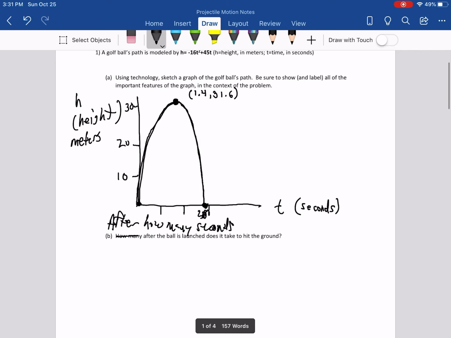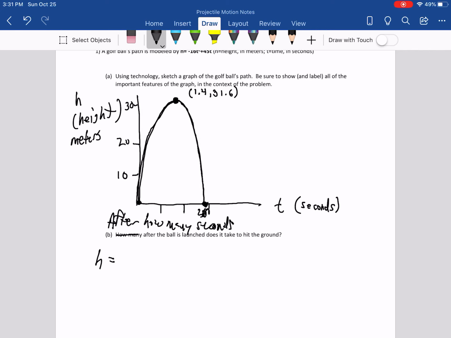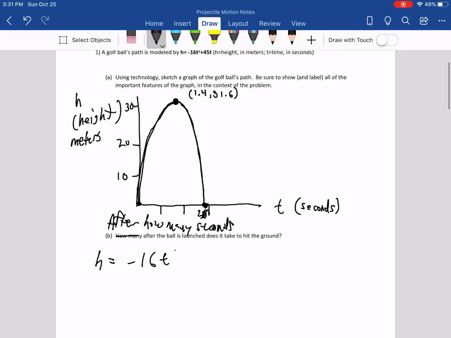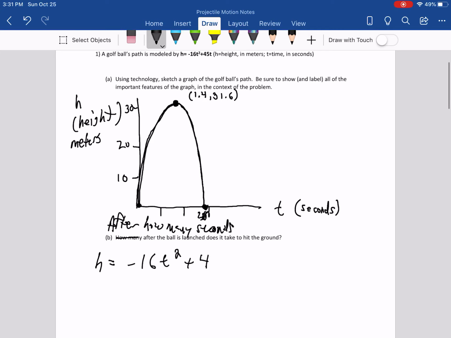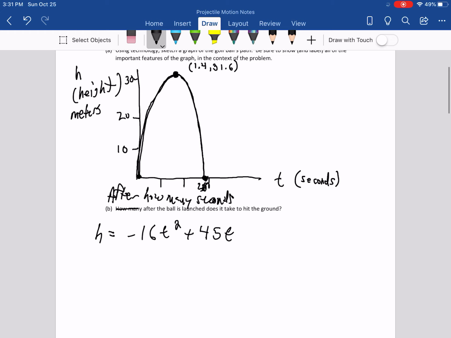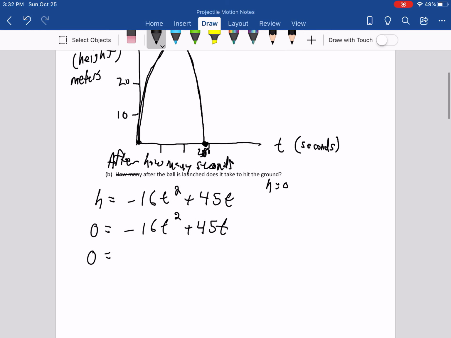But you should also know we have this equation h equals negative 16t squared plus 45t. You should also know how to solve it algebraically. So when it hits the ground, this means the height is 0. So we want to solve 0 equals negative 16t squared plus 45t. Okay, and this one is actually factorable. It factors by GCF. So we have a GCF of t here. So we can go t times negative 16t plus 45.